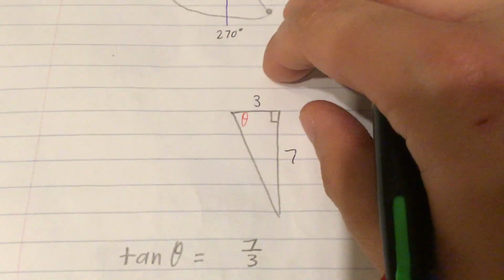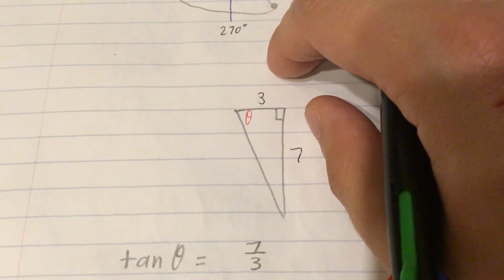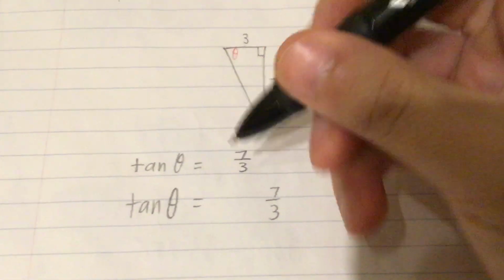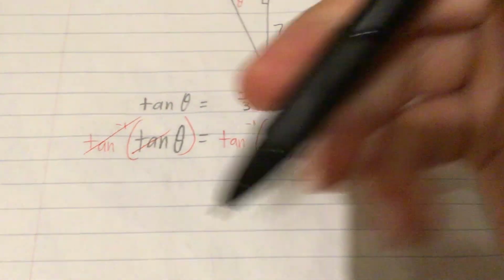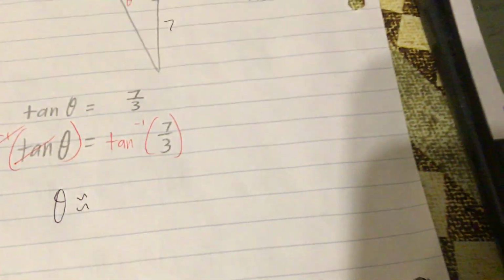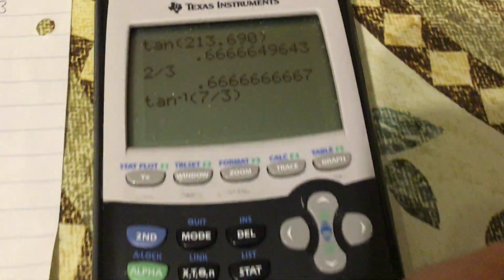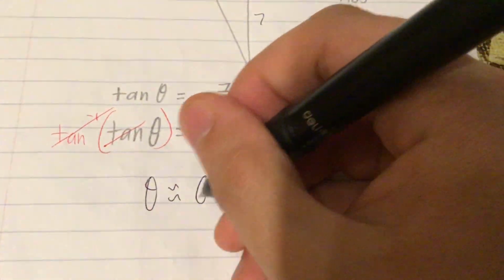And we'll use this to solve for the gray arc. So since the tangent of theta is 7/3, my goal is to undo that layer of tangent to solve for angle theta. So now I'm going to apply tangent inverse on both sides to solve for the unknown angle. So that knocks out the tangent. We've got angle theta. So now we've got the inverse tangent of 7/3, which is 66.801 degrees.